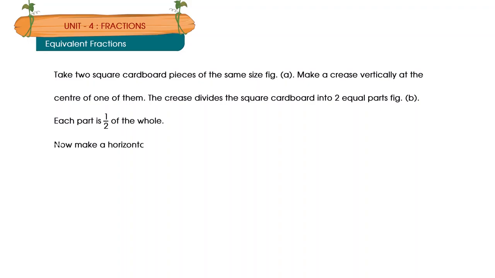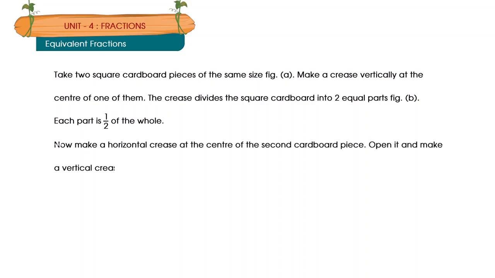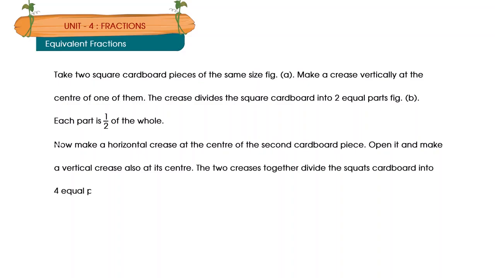Now make a horizontal crease at the center of the second cardboard piece. Open it and make a vertical crease also at its center. The two creases together divide the square cardboard into 4 equal parts. Compare two of these 4 parts. That is 2 by 4 part, figure C.